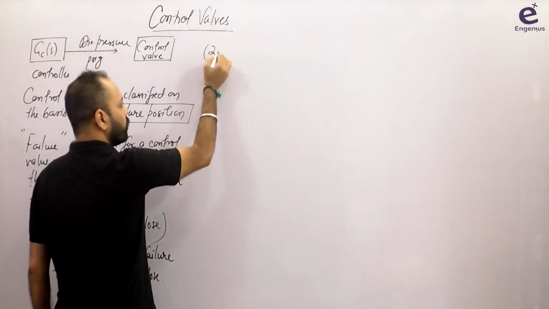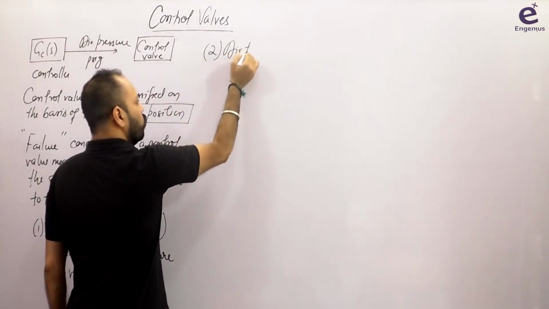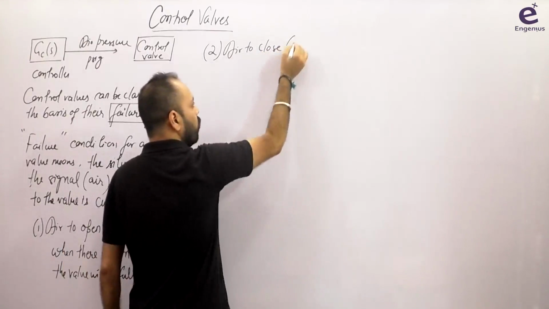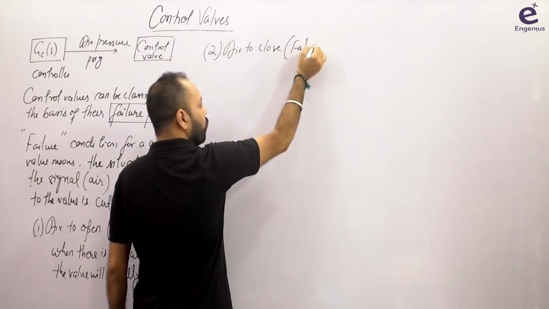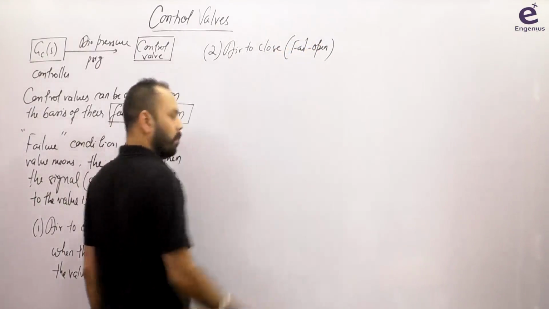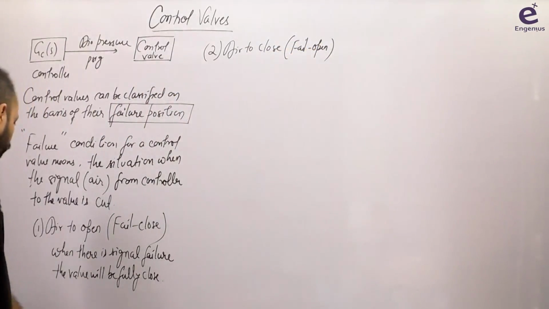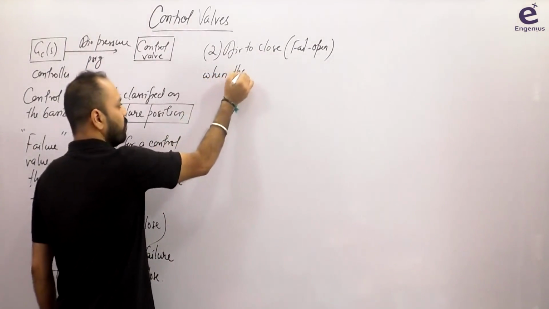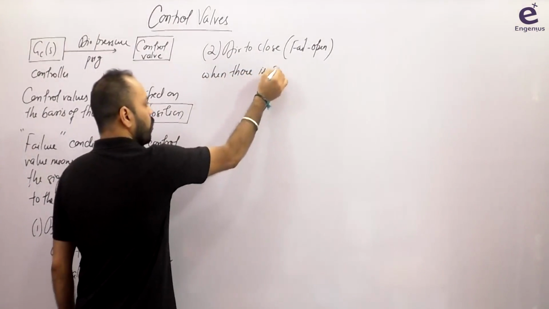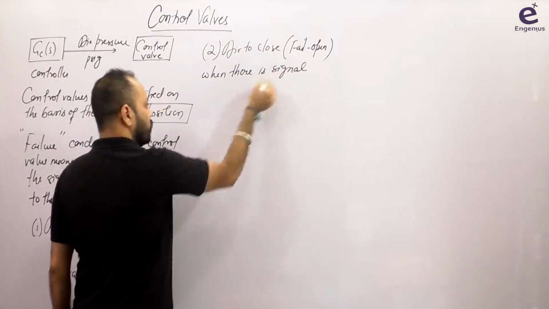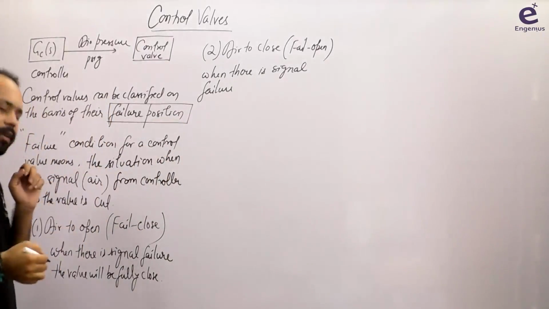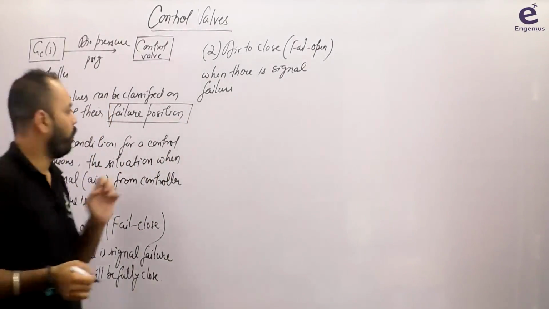Similarly, the second one, air to close, or should be called fail open. Fail open. Okay. What is fail open? So when there is signal failure, write down, when there is signal failure, fail open means the valve will be fully open.